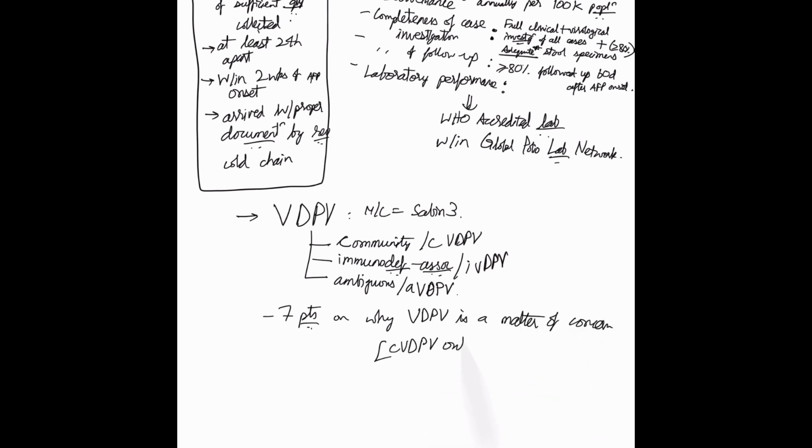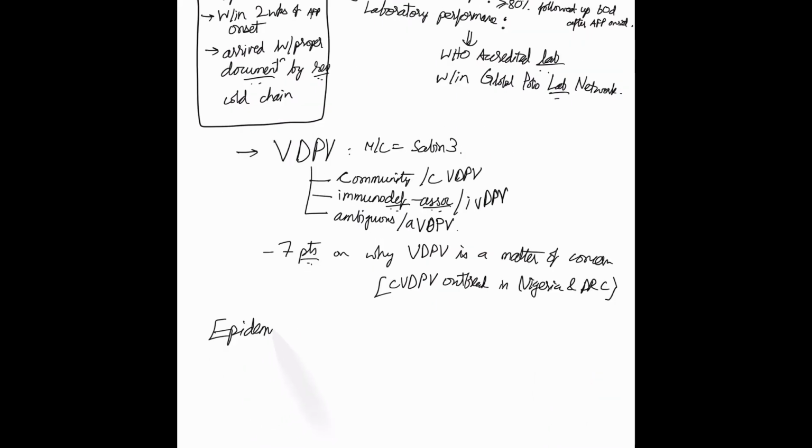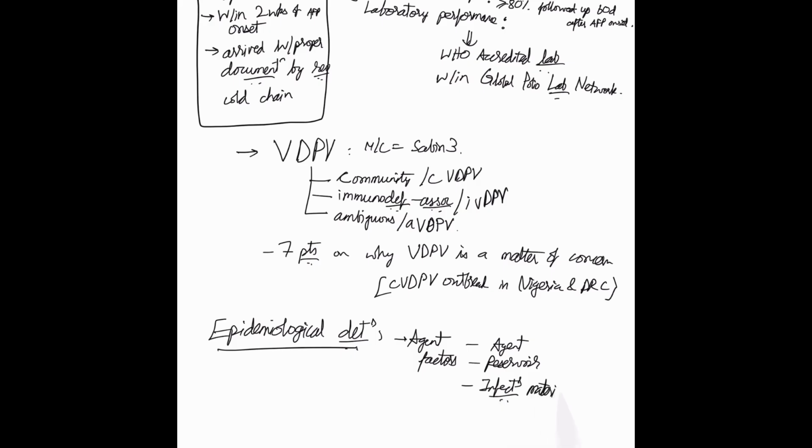It can be categorized into community, immunodeficient, and ambiguous VDPV. Plus, there are 7 points given in the textbook on why VDPV is a matter of concern. There was a VDPV outbreak in Nigeria and DRC a few years back.